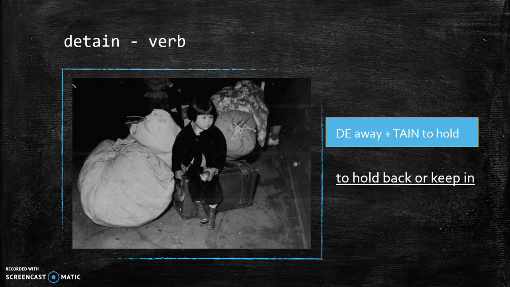Detain. This is one of the few pictures here that I did not take. I found a free use photo from the Japanese internment during World War II, which if you don't know about, you should go and learn about. Detain is a verb from the roots de, meaning away, and tain, meaning to hold, and it means to hold back or keep in. So if you don't know about the Japanese internment, it's not a super happy part of American history. There are lots of those. We still have to study them, right?